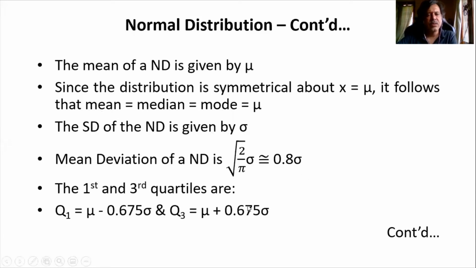The first and third quartiles of a normal distribution are mu minus 0.675 times sigma and mu plus 0.675 times sigma. If you add these two and divide by 2, you will get quartile 2, which leads to 2 times mu divided by 2. Again, it will land up with mu only, right? So quartile 2 is nothing but the median.